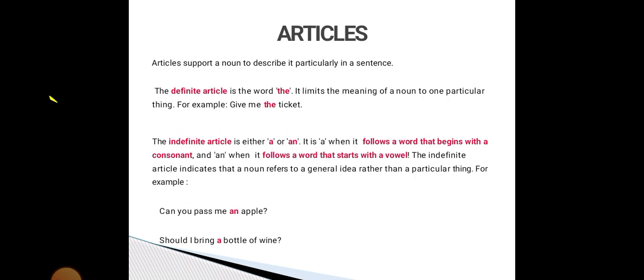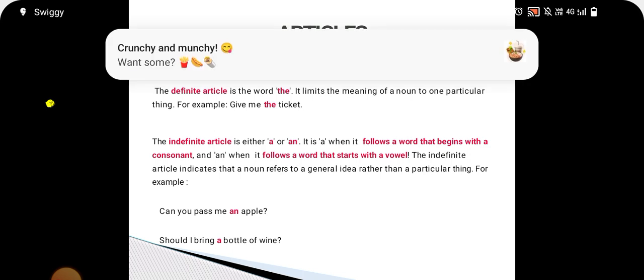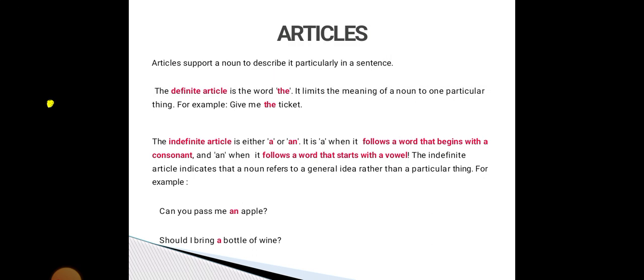Next, we can see about articles. What are articles? Articles always support a noun. They describe it particularly in a sentence. There are two types of articles: definite articles and indefinite articles. The first one is definite articles and the second one is indefinite articles.